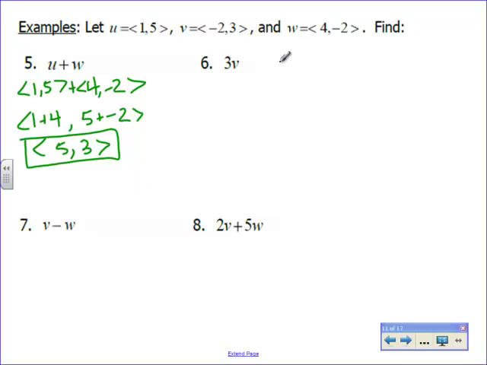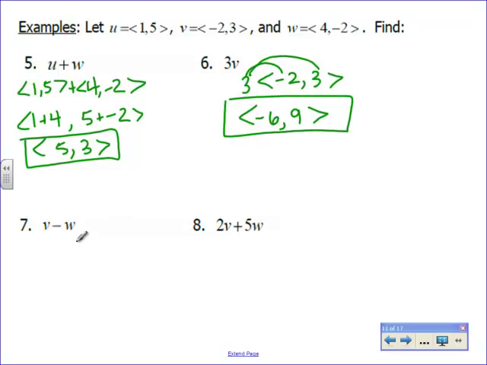3 times v, we're going to do 3 times the vector v. Again, think about that as 2 separate terms. So we're going to go 3 times negative 2, 3 times 3, to get a final vector of negative 6, 9. Number 7 is v minus w. Start off with your v, negative 2, 3, and then subtract w. So negative 2 minus 4 for x minus x, 3 minus negative 2 for y minus y. And then we're going to put it together, negative 6, positive 5 as my final answer.